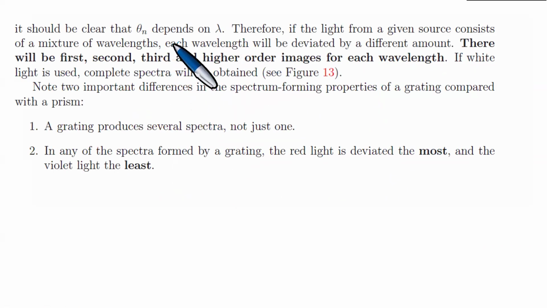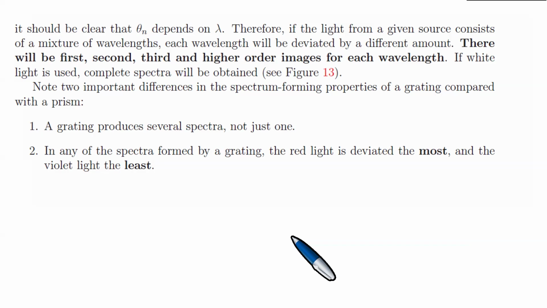It should be clear that theta n depends on lambda. Therefore, if the light from a given source consists of a mixture of wavelengths, each wavelength will be deviated by a different amount. We then say there will be first, second, and also third and higher order images for each wavelength. If white light is used, complete spectra will be observed. Take note of that one.